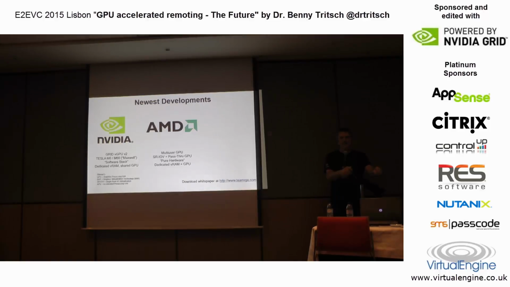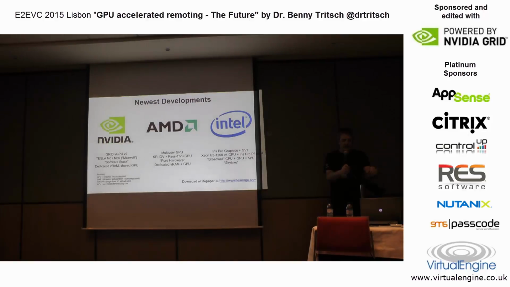AMD, they came up with something. They announced it at VMworld in San Francisco, that they are working on something they call multi-user GPU, which uses SR-IOV. It's a pure hardware stack, and you see there is on the Nvidia side dedicated VRAM and shared GPU, while on the AMD side it's dedicated VRAM and dedicated GPU. I'm going to explain that in detail in a little bit.